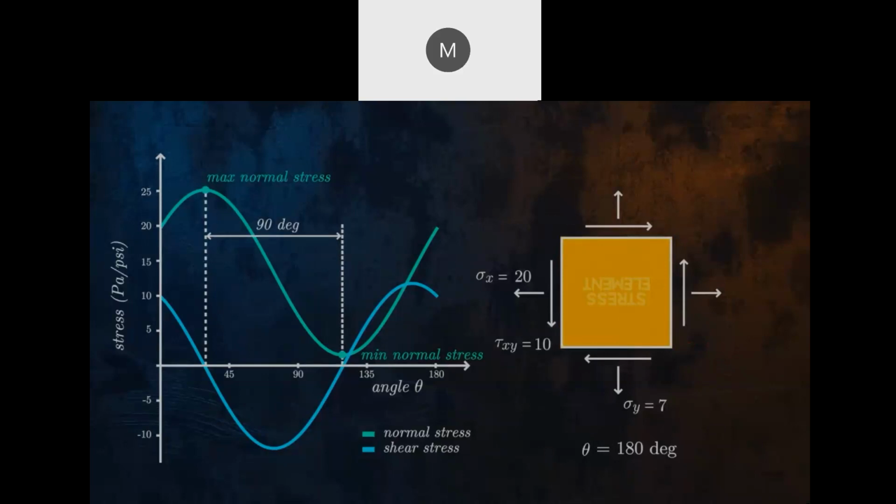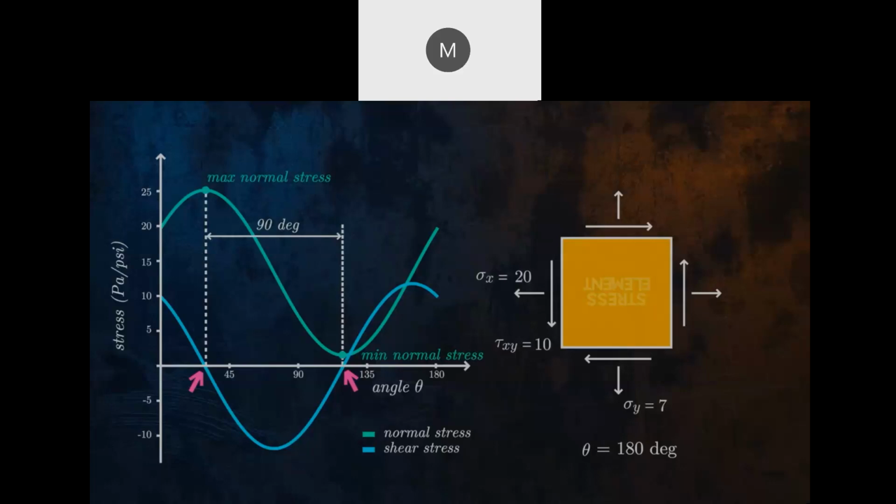Another interesting observation is that when the normal stresses are at their maximum or minimum values, the shear stresses are 0. These faces on which the shear stresses are 0 are called the principal planes, and the corresponding maximum or minimum normal stresses acting on these planes are known as the principal stresses.